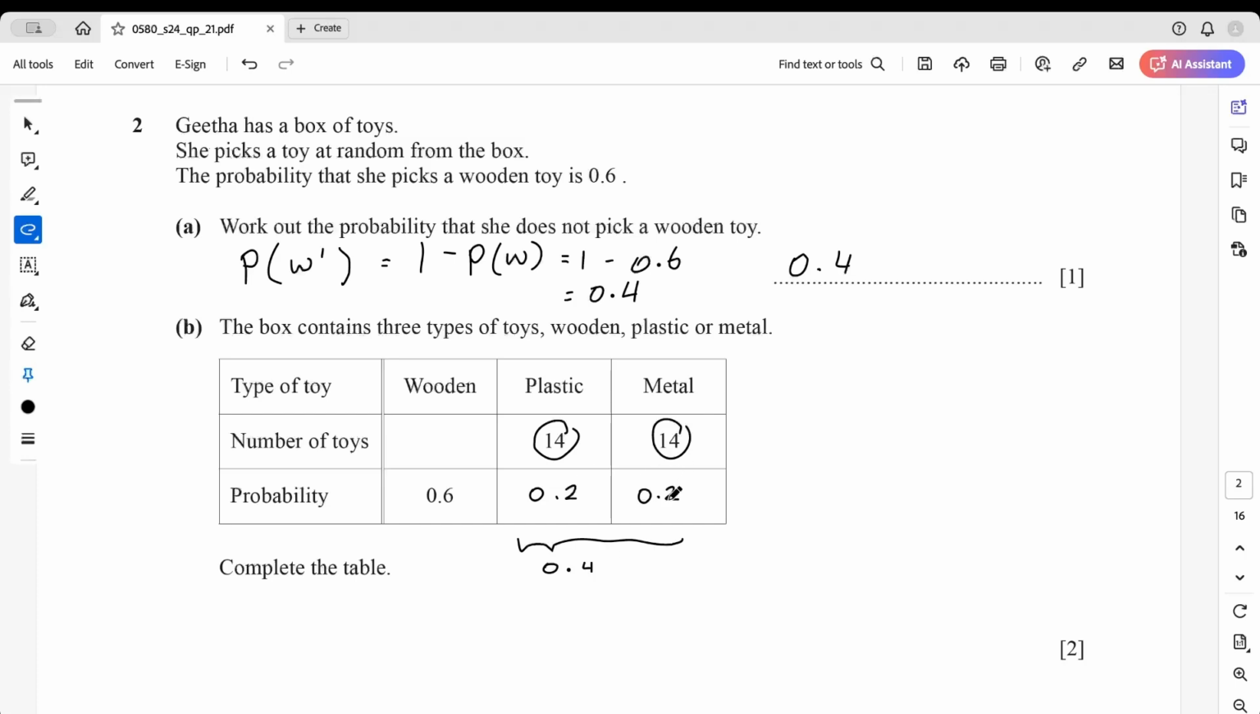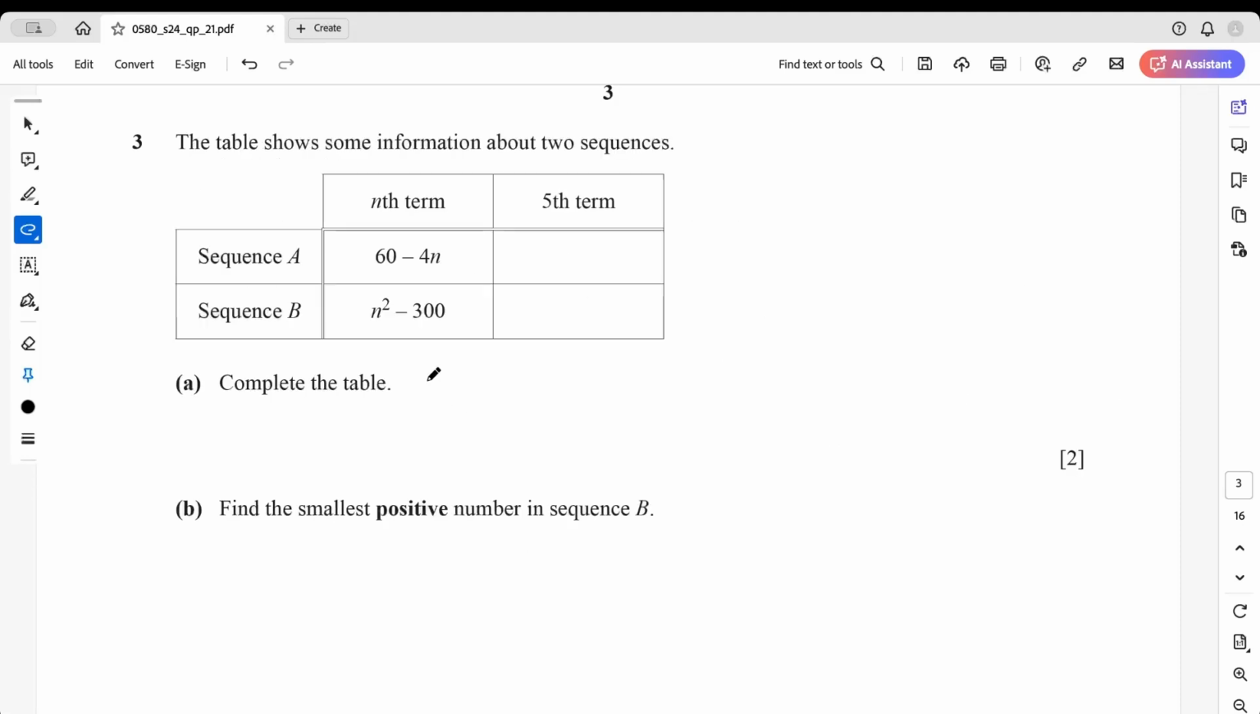Okay, so now we can compare this. 0.2 parts of your probability is equal to 14 number of toys. So to find 0.6 parts of your probability, we're just going to be multiplying by 3 on both sides. So 14 multiplied by 3 will give you 42. So that's 42 toys, 42 wooden toys. Moving on to question 3.